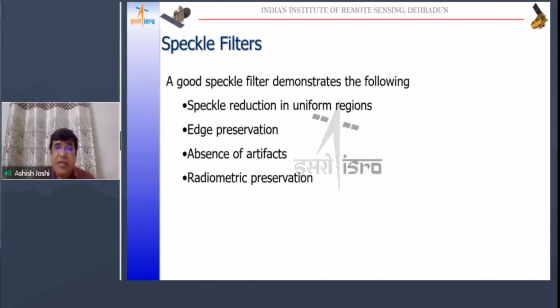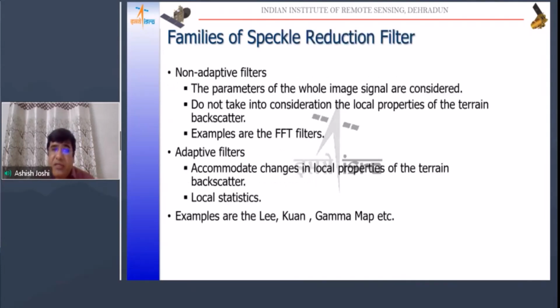So basically, two types of speckle filters are there: non-adaptive and adaptive. Non-adaptive filters are those where the parameters of the whole image signal are considered. As a single image, we are considering the image and doing the filtering. They do not take into consideration the local properties of the terrain backscatter. It will not do anything locally. It will be a global filter. Okay, like the FFT filter is a global filter.